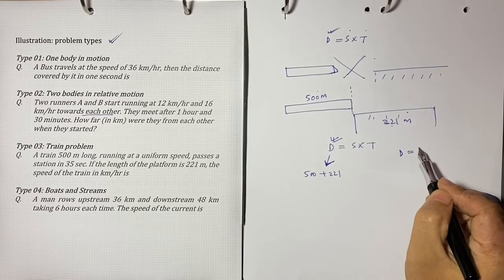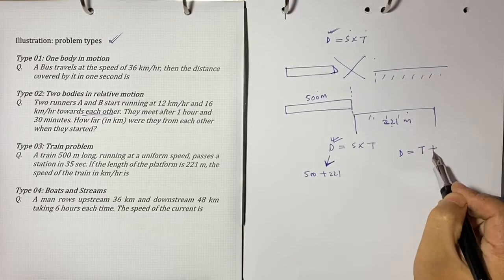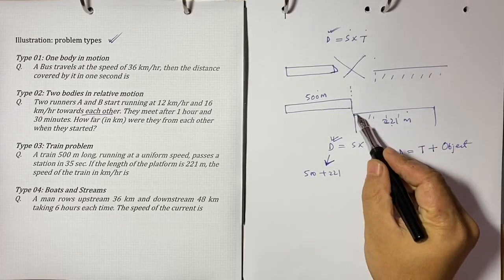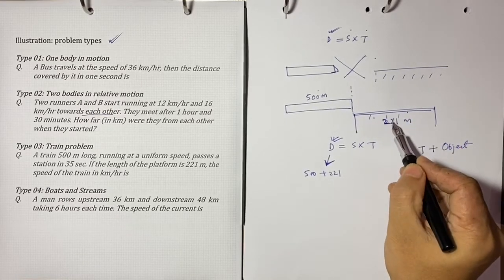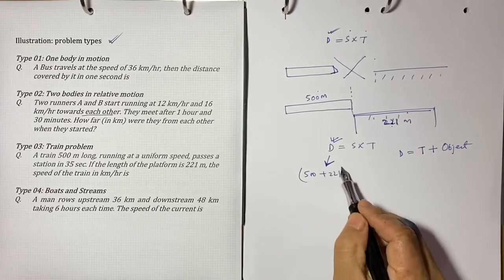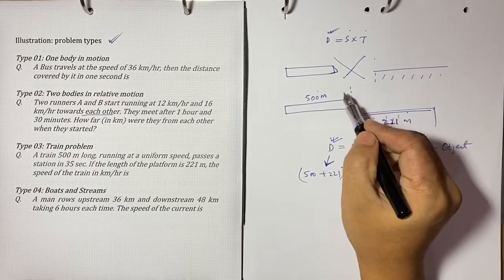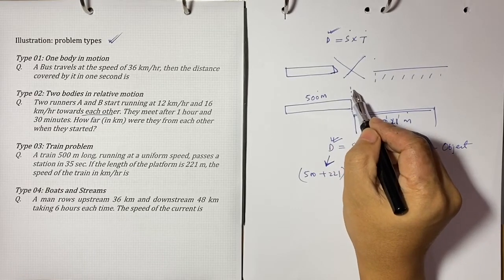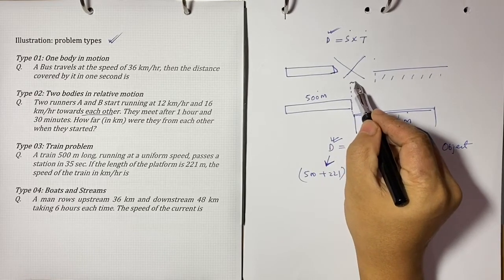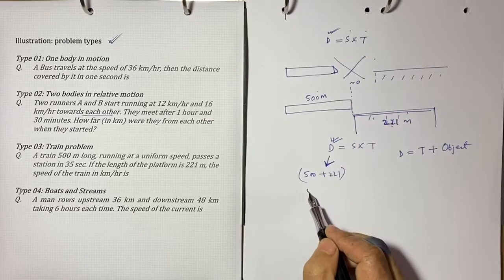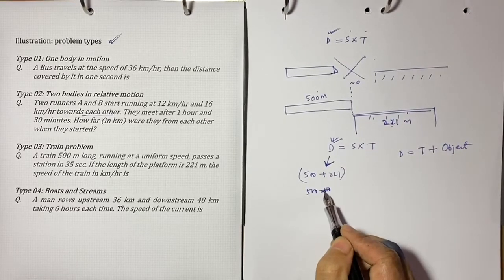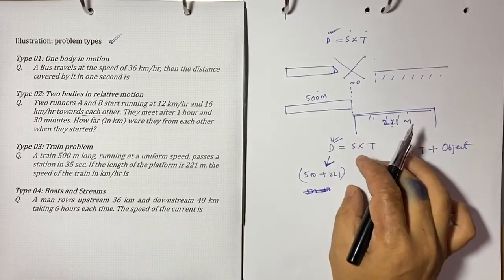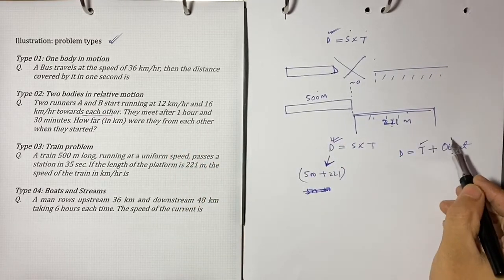Distance is the length of the train plus the length of the object. So in this case the object is 221 meters, so it is not negligible. So 500 plus 221. For example, if the train is 500 meters and the object is an electric post, the length of the electric post is negligible, zero. So it will simply be 500 plus 0, that is 500. So that is distance. In a train problem, distance means the length of train plus the length of the object.